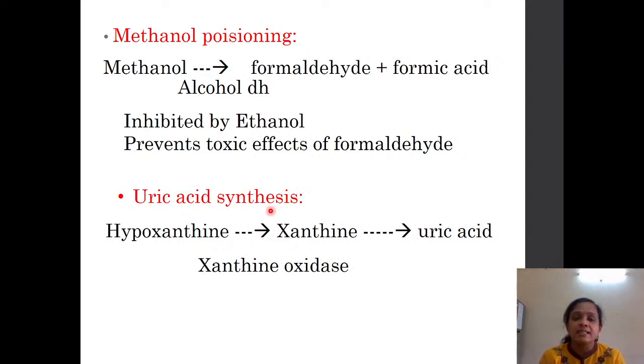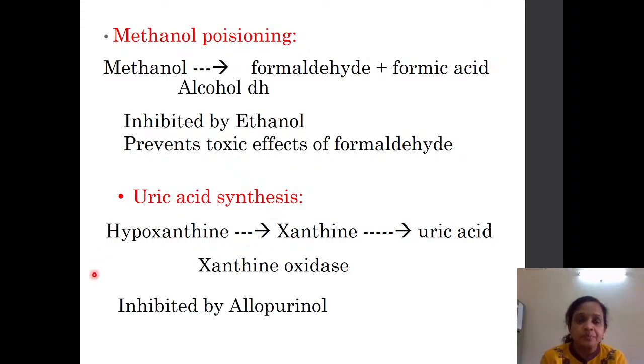Next is uric acid synthesis. There is a disease called gout, where there is accumulation of uric acid in the tissues, especially in the joints of the great toe. And these uric acid crystals also get lodged in the kidneys. So this disease can be prevented. So what is the mechanism of this?